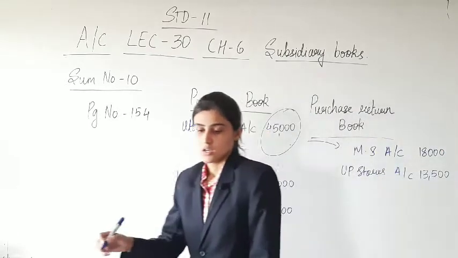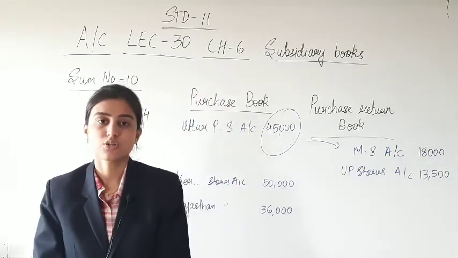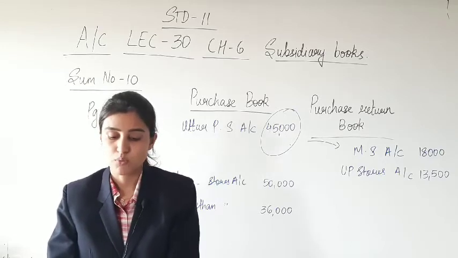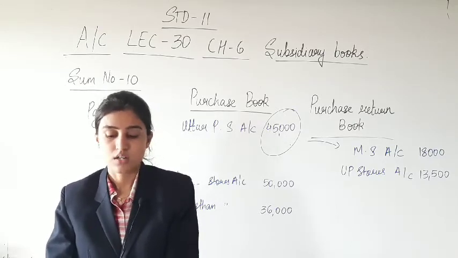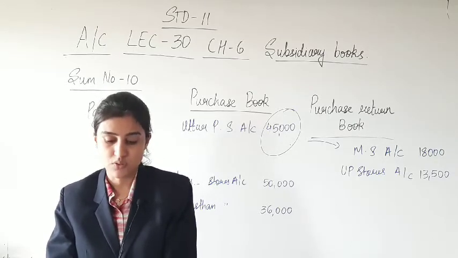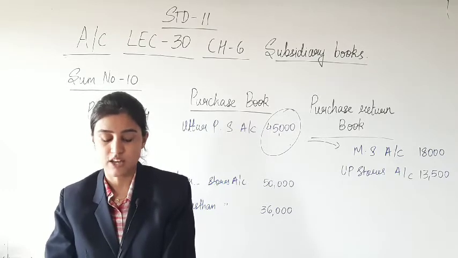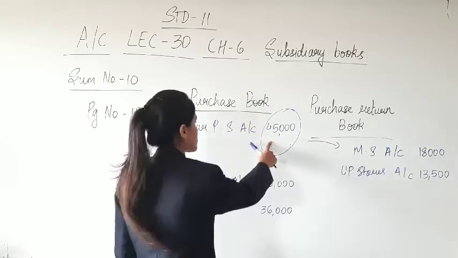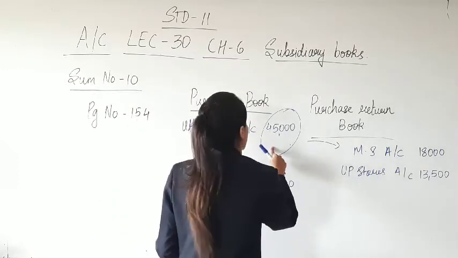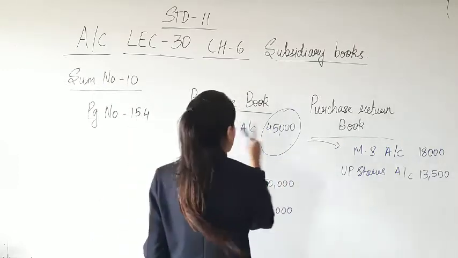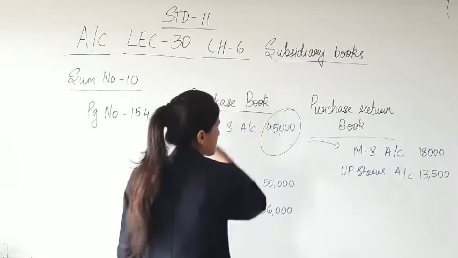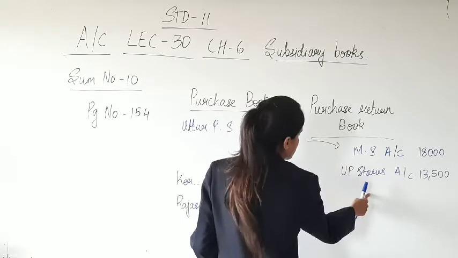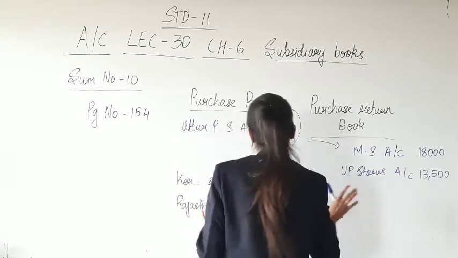Yes. So this is a transaction of purchase return because the goods that have been purchased from Uttar Pradesh stores are returned on 29th of January. The 30% of goods that have been purchased. Goods have been purchased worth rupees 45,000. 50,000 minus 5,000 trade discount. So 45,000 and 30% of which is 13,500, which is returned again back to Uttar Pradesh stores.